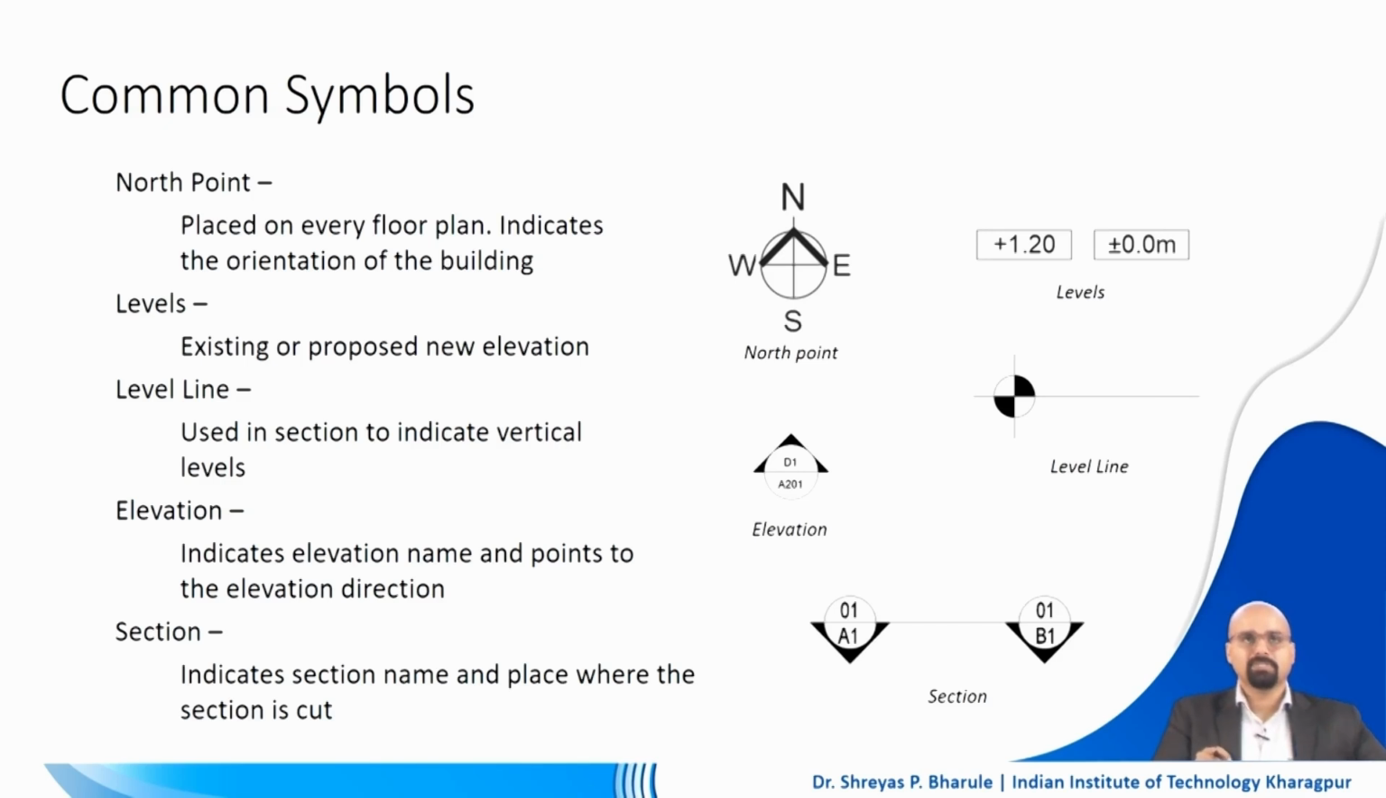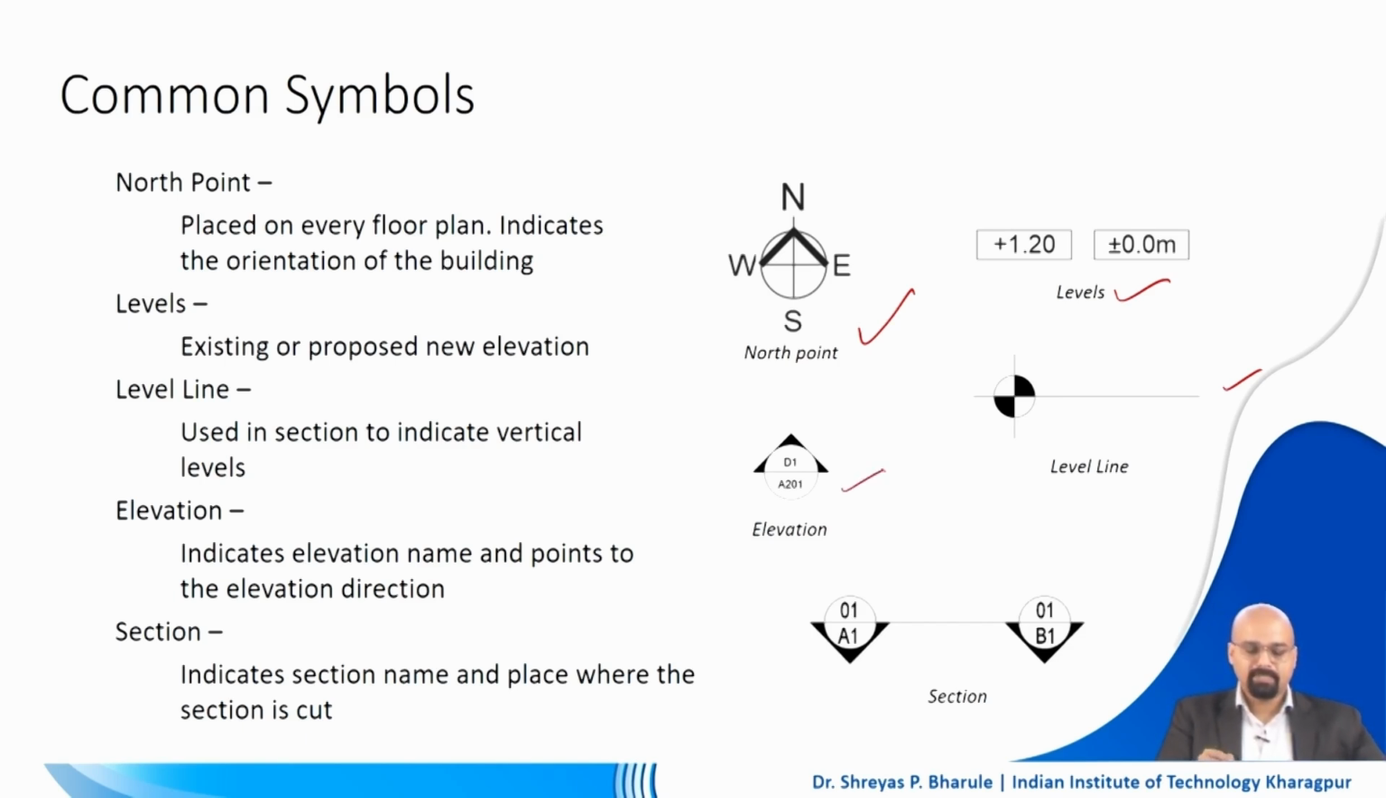Now there are some common symbols as well. A north symbol or a north point symbol becomes extremely important. The levels which we describe for talking about the level differences between the floors are to be included here. The level line typically comes in an elevation drawing or a section drawing, where you represent the level of a particular floor or a level of a particular feature coming out of the building.